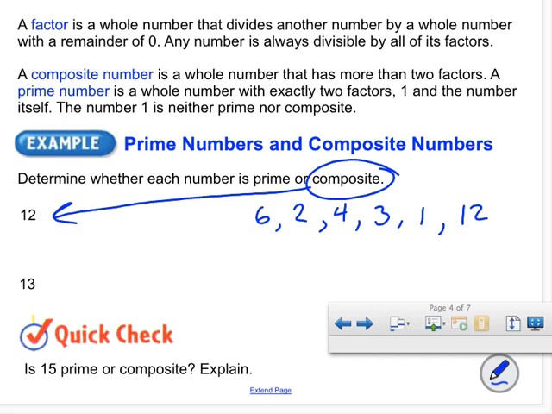Okay? And if we look at number 13, can you share with me the factors of 13? Somebody give me one of the factors. Yes? 13 is a factor. What's another factor of 13? Adepoju. 1. Are there any other factors? Okay. So 13 only has 2, so it is a prime number. Got it? Any questions so far? Yes?